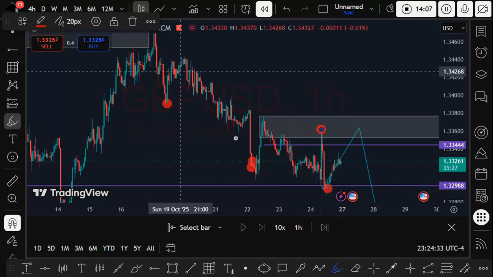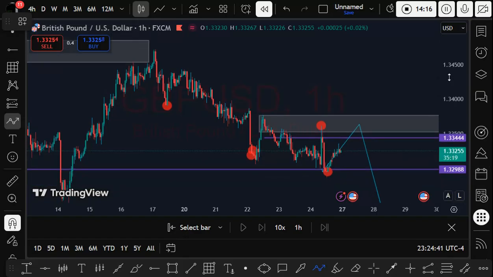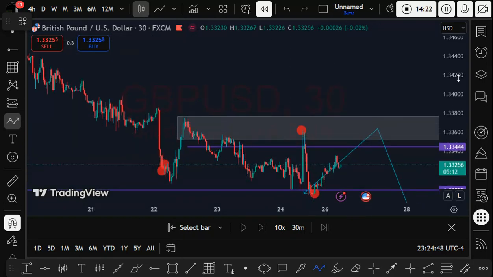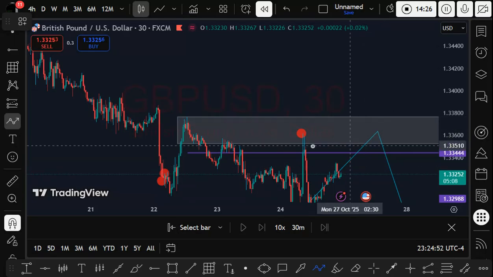So the market is very simple. This is what we want to see. Once it breaks this high, then we'll be dropping. Simple. So that's what I'm currently looking for. Even if I go to 30 minutes, you see it's the same thing over and over. We want the market to reach at least that area there, then drop.